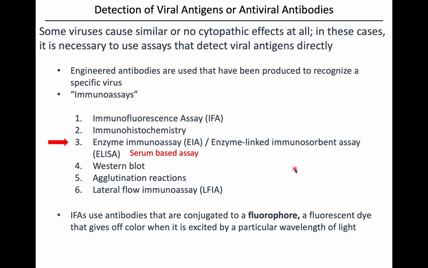This is part 2 of Chapter 7. We're continuing our discussion of viral diagnostics. We just talked about several cell-based assays: immunofluorescence, immunohistochemistry, plaque assays. Some of the other tests I wanted to talk about are serum-based. These would include things like the ELISA test, Western blot analysis, agglutination reactions, lateral flow immunoassays, which are kind of pregnancy test style assays. And then I also want to talk about some of the molecular biology based tests where we're looking for viral nucleic acids.